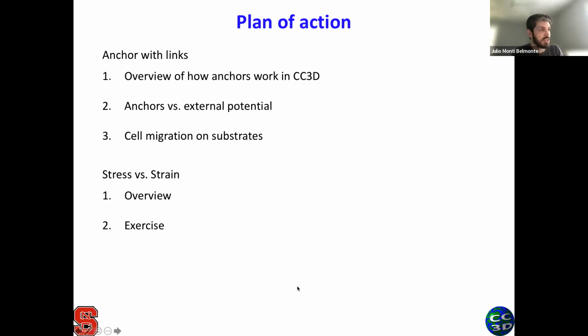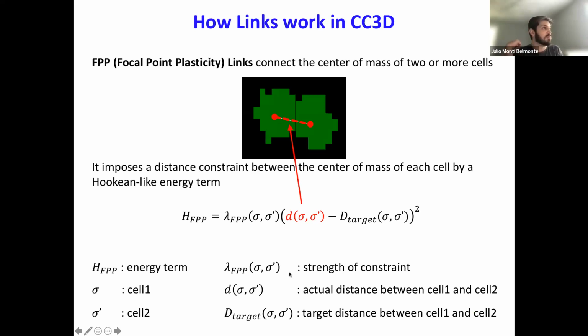So let me just go ahead and talk about focal point plasticity links in CompuCell. This is a slide that you have already seen before, how links work, and hopefully you're already familiar with how they actually work. Of course, when you use those links, usually you connect directly the center of mass of one cell to the center of mass of a second cell, whatever that cell may be. Those cells may be part of the same cluster or different clusters. If within the same cluster, you can use the links to make links between different compartments of the cell.